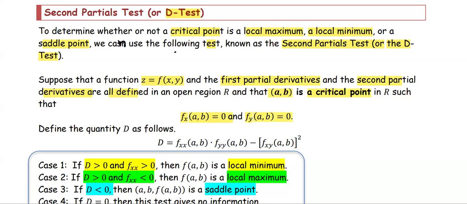equals 0 at (a, b). Define the quantity D as D equals the second partial derivative of f with respect to x multiplied by the second partial derivative with respect to y, minus the second partial derivative with respect to x and with respect to y, to the power 2, at the point (a, b).